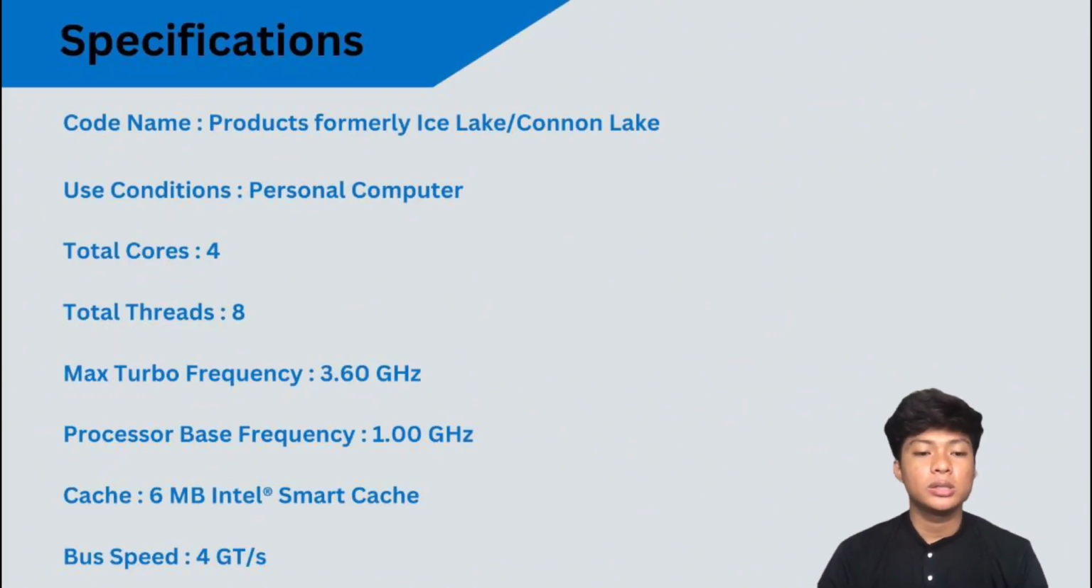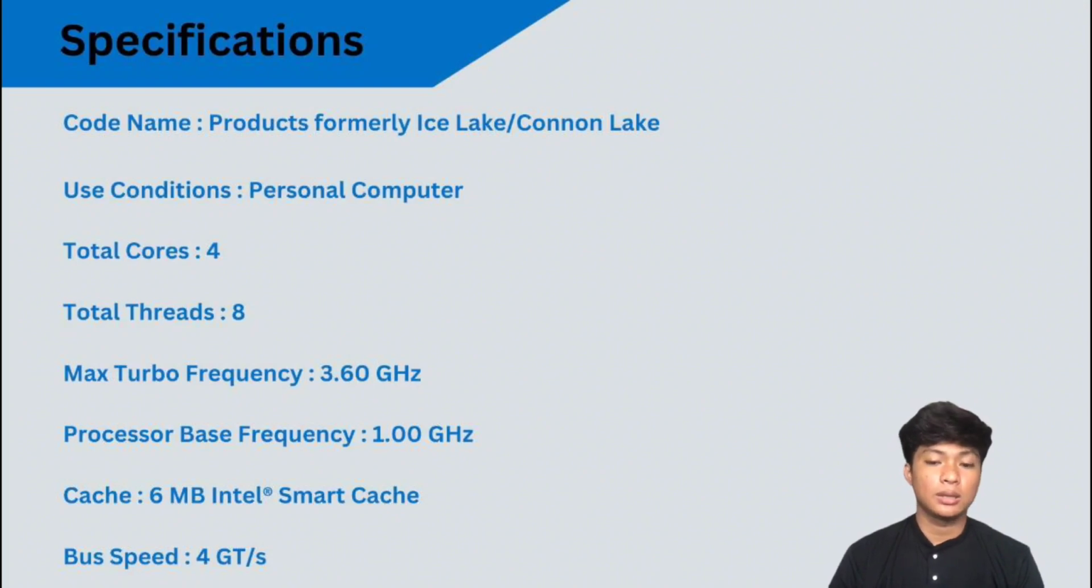So this is its specifications. The code name is called Ice Lake and Cannon Lake. In the use condition, usually we use the Intel i5 10th generation in personal computers. The total core is 4, total thread is 8, the max turbo frequency is 3.6 GHz, processor base frequency is 1 GHz, and the cache is 6 MB Intel Smart Cache, and the bus speed is 4 GT per second.